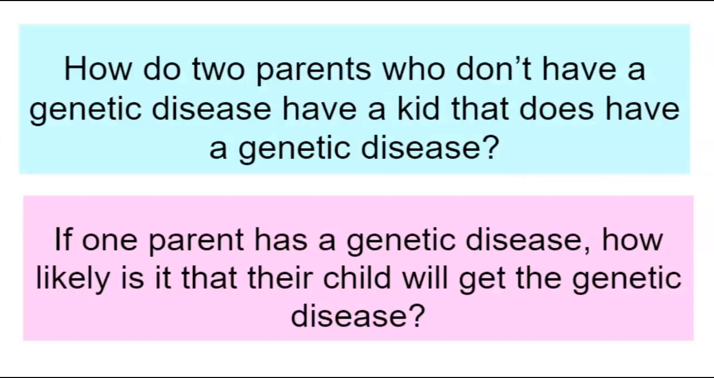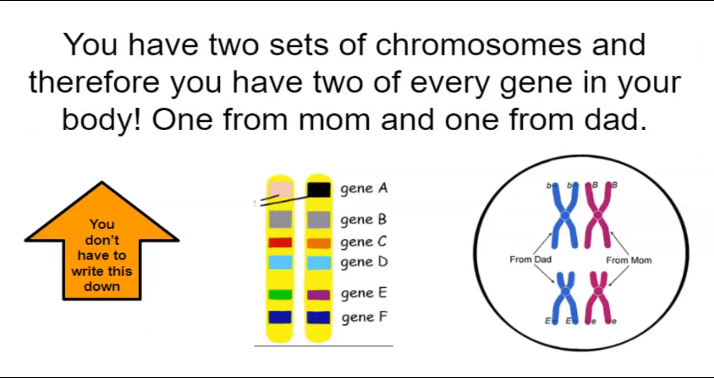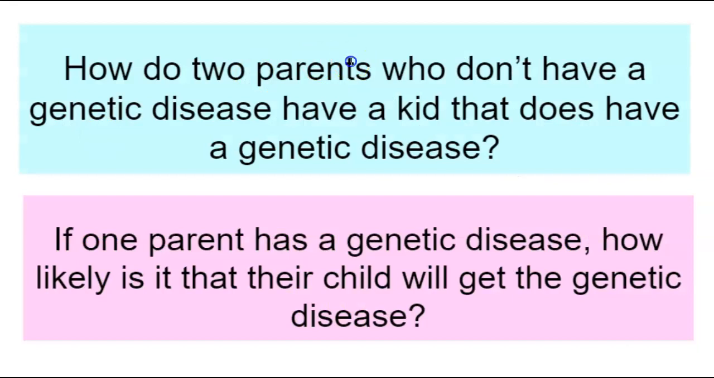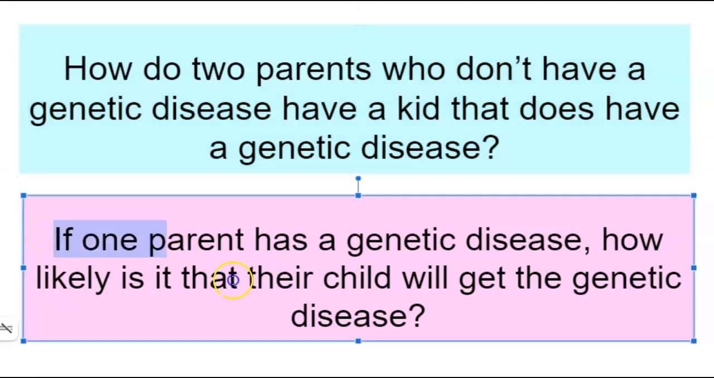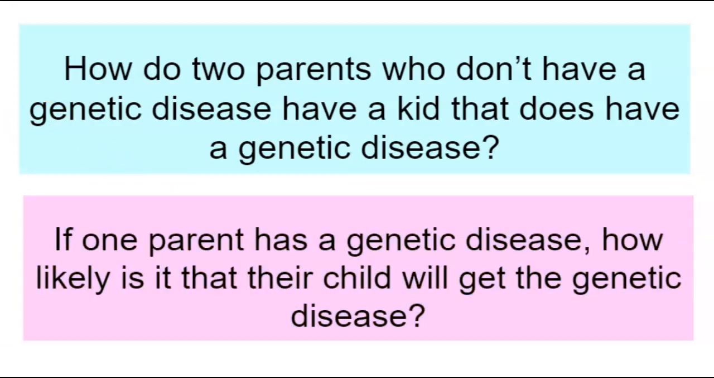So the questions we're really going to be talking about is, well, how do two parents who don't have a genetic disease have a kid that does have a genetic disease? What happened? We know a little bit about mutations, and that's part of the story, but what if there wasn't a mutation? Or what if a parent has a genetic disease? How likely is it that that kid is going to get the genetic disease? These are the questions that we're going to be answering in this unit.